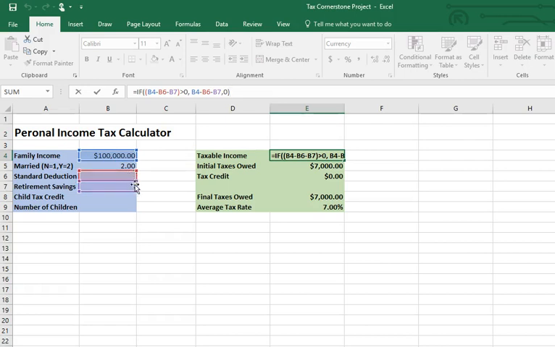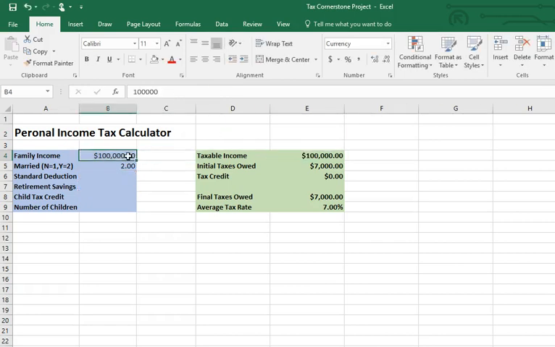Well, we don't have any, so therefore the taxable income is going to be equal to the gross family income. Now, what if you have a standard deduction? What if a standard deduction is $12,000? Then we put $12,000 in here. And that means that now your taxable income is only $88,000. You only have to pay taxes on $88,000. So you made $100,000, but you only have to pay income taxes on $88,000 of those dollars.